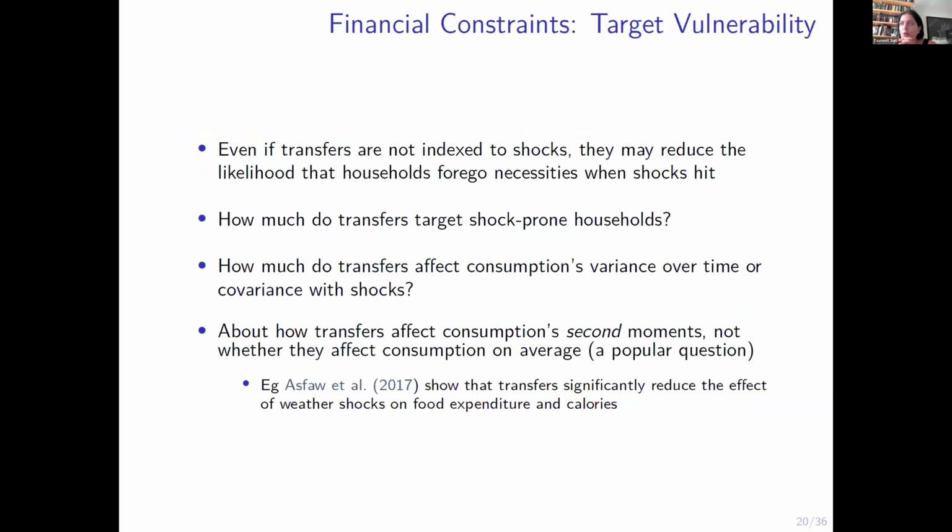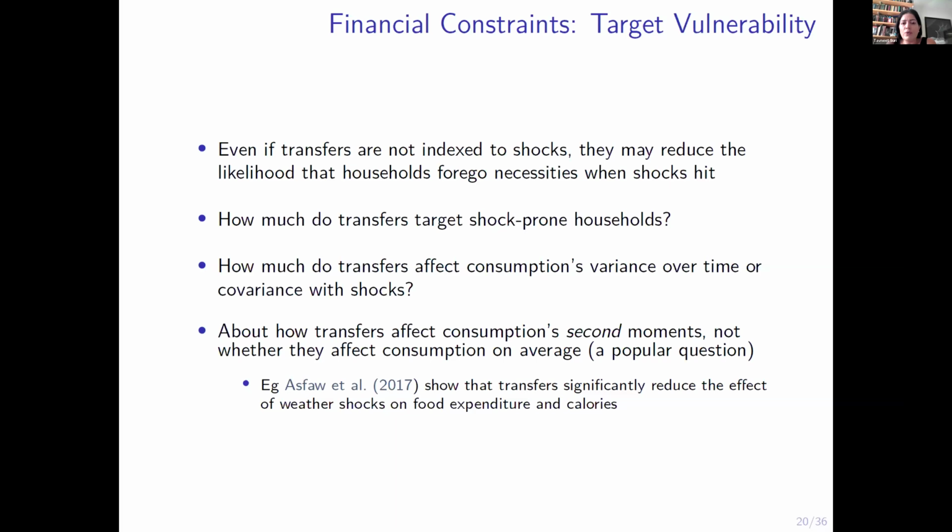Okay, so the other side of the coin on this is, maybe it's really hard to figure out how to target vulnerability to shocks because they're pretty random and hard to predict ex ante. And when we do try to predict them, it's not so easy to do, especially the idiosyncratic shocks. So even if transfers are not indexed to shocks, one argument has been that maybe they reduce the likelihood that I'd need to forego food or other things when the shock happens. Or they might just make me more resilient to the shock regardless, even if I'm not targeting the occurrence of the shock directly.